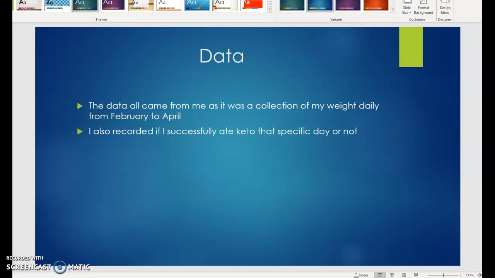So what is the data exactly? Well, where does it even come from? Well, all the data came from me. The data was just me collecting my weight every single day from February 20th to April 20th, and I also recorded an extra data point being if I met keto that day or not, meaning that I ate no carbs or very minimal carbs, and if I actually did it correctly or not. And those were the two key data points that I recorded, outside of the date that I did it on, of course.